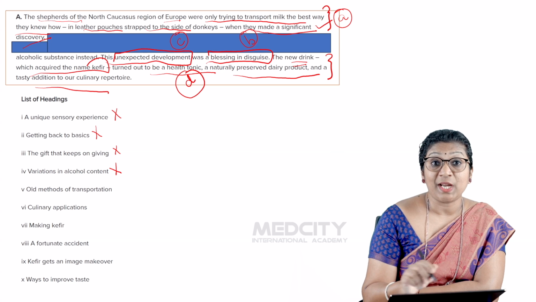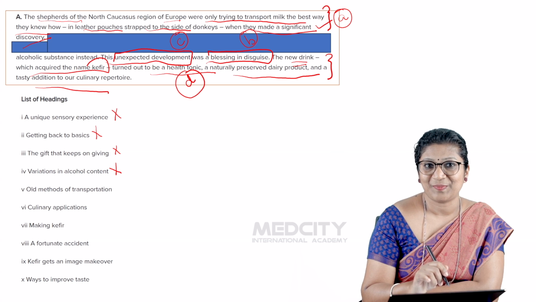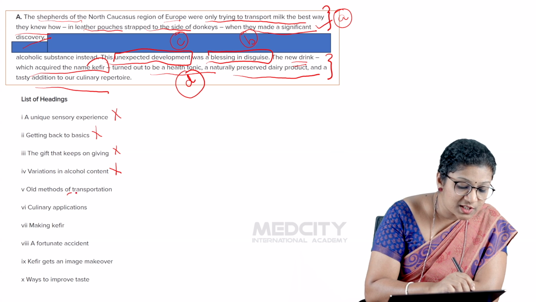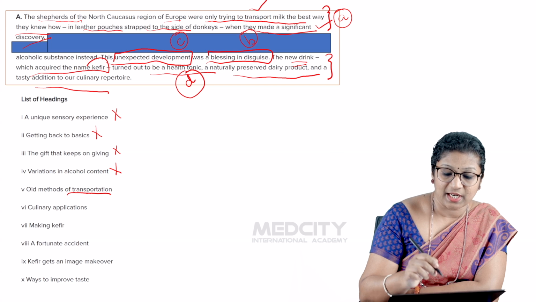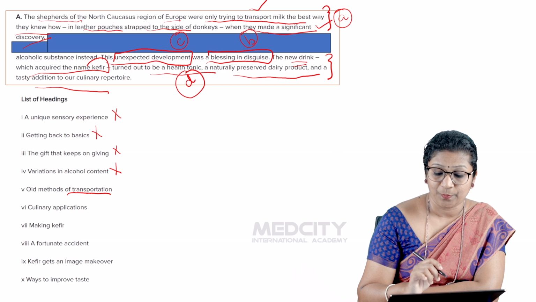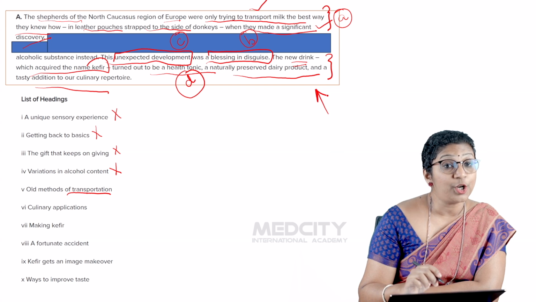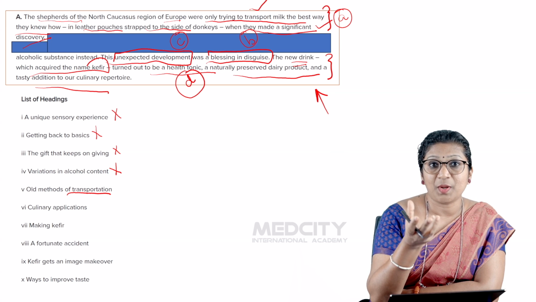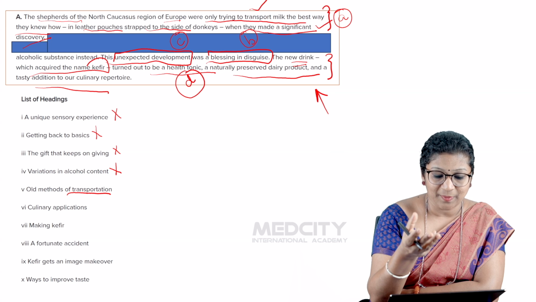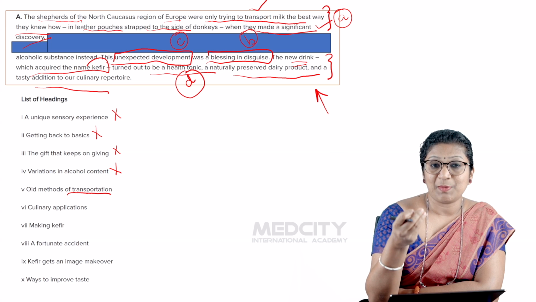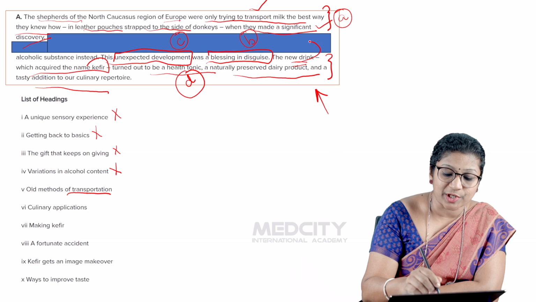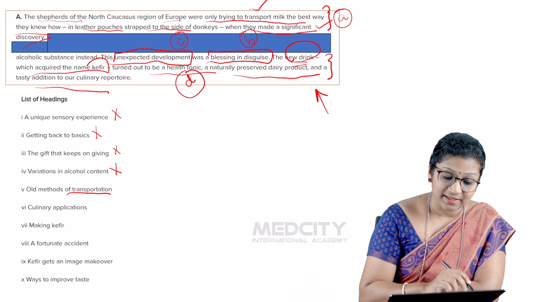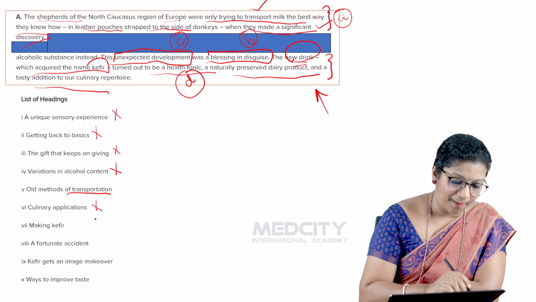You might be worrying, what if it's there in the middle of the paragraph? Don't worry. Old methods of transportation? Of course, they spoke about transportation here, trying to transport milk the best way they knew. But if you look at the last line here, they're not focusing on transportation. They're focusing on what they have been transporting. The milk, a significant discovery, and how this became a blessing in disguise and this became a new drink. So the milk becomes a new drink. Culinary applications? No. Making Kefir?